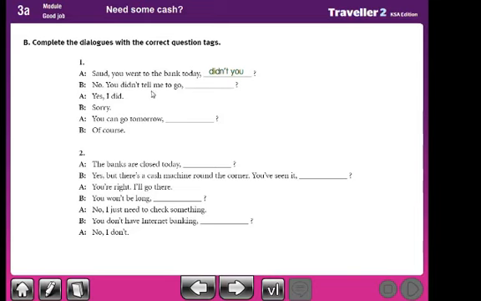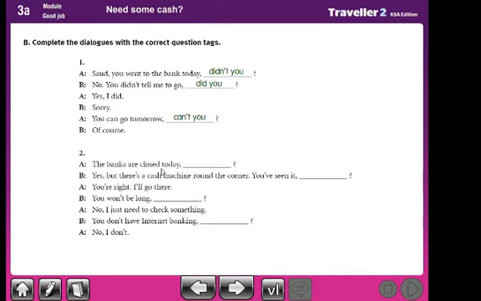No, you didn't tell me to go. Okay, you didn't. I see didn't here. Make it affirmative. Yes, did. Did you? Yes, I did. Sorry. You can go tomorrow. Can is affirmative. Make it negative. Yes. Can't. Can't you? You can go tomorrow, can't you? Of course.